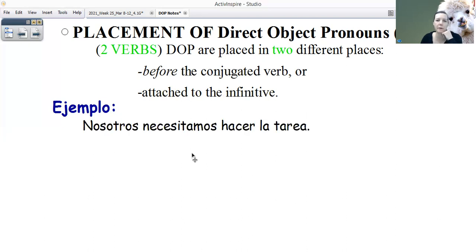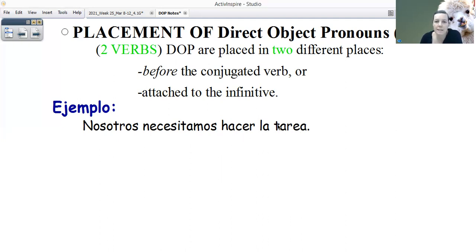Ejemplo is example in Spanish. Nosotros necesitamos hacer la tarea. We need to do the homework. We need to do. The second verb is hacer. It's an infinitive. Remember, it's your basic verb. Okay, so what do we need to do? First of all, answering the question of the verb, right? What do we need to do? Or the verbs in this case. We need to do the homework.